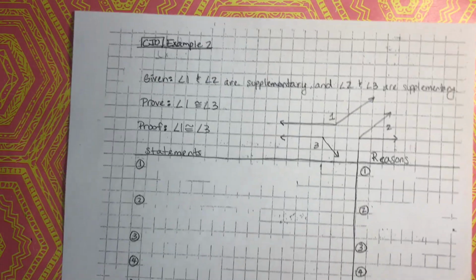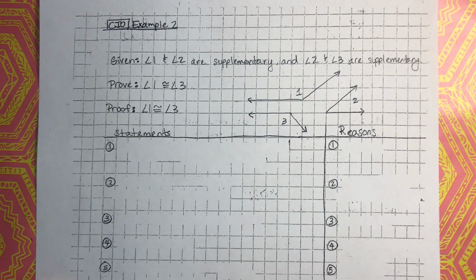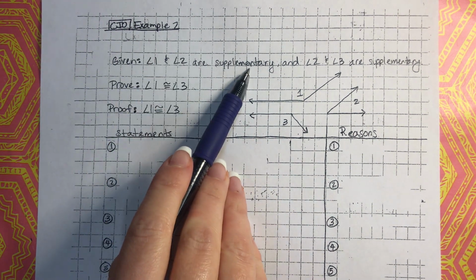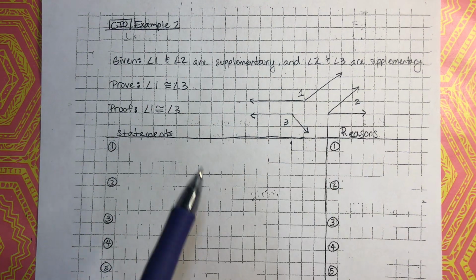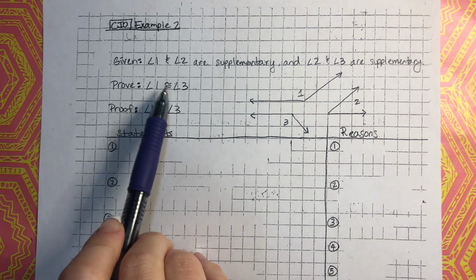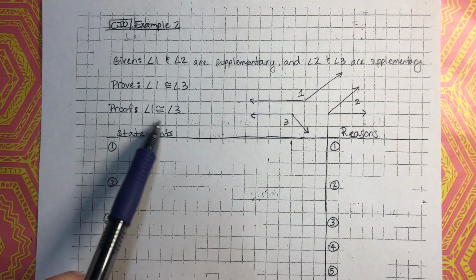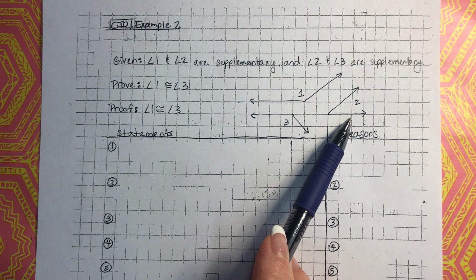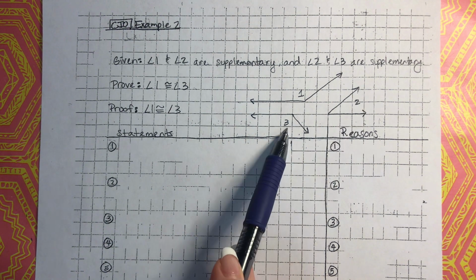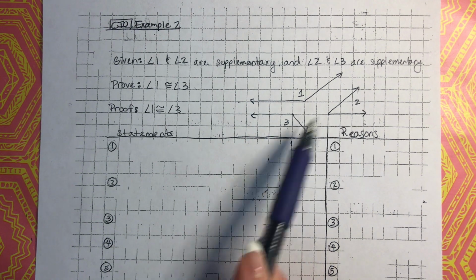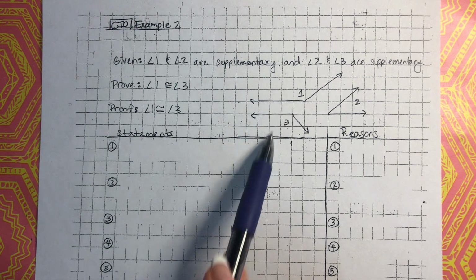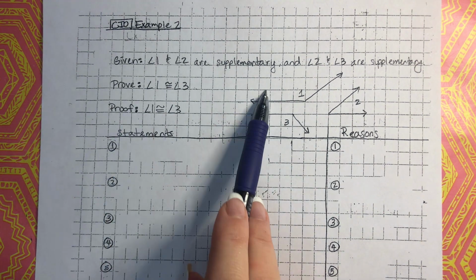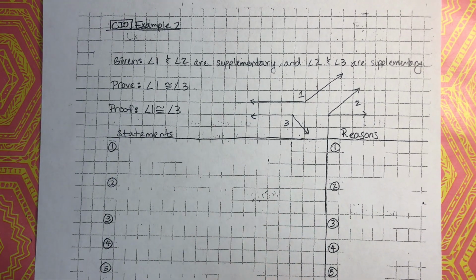Check it out, example 2. All right. So we are given that angle 1 and angle 2 are supplementary, and angle 2 and angle 3 are supplementary. What we need to prove is that angle 1 is congruent to angle 3. Okay, so that's our proof. So we have angle 1 and angle 2 are supplementary. Angle 2 and angle 3 are supplementary. And we need to prove that angle 1 and angle 3 are, no, just are congruent.